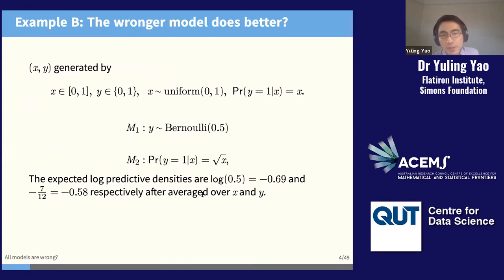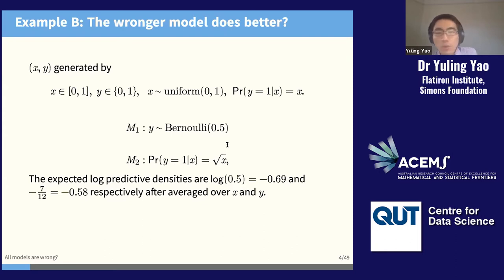And the second example I like is this two-dimensional x and y. X is on the interval 0 to 1, and Y is binary, either zero or one. X is uniformly distributed on zero to one, and Y is a Bernoulli distribution with probability X. So that's the true generating process. Now if I don't know X, if I don't collect X during my modeling process, then I can have this unconditional model, which says Y is Bernoulli 0.5, okay? Indeed, it's correct. If you ask what's the correct model for Y unconditional on X, this is the only correct model. And this M1 is optimal among all the unconditional predictions, right?